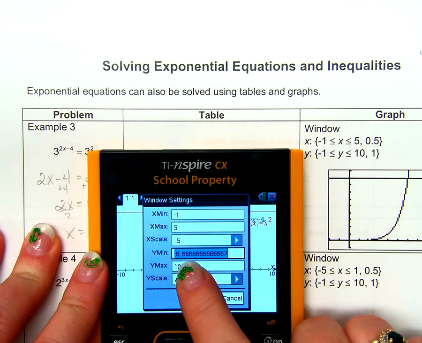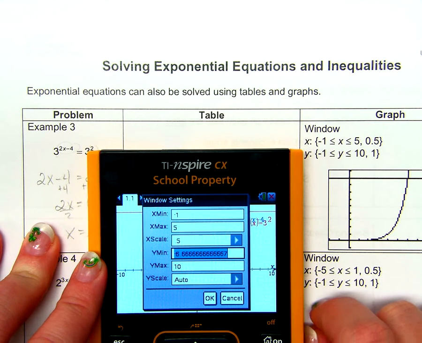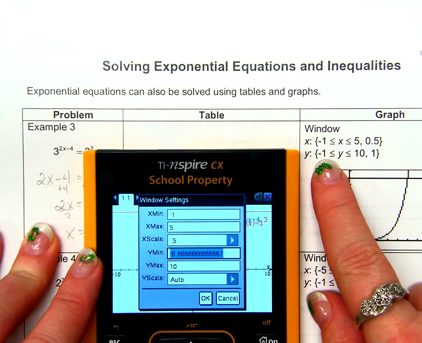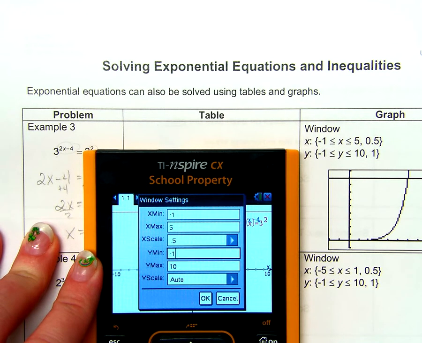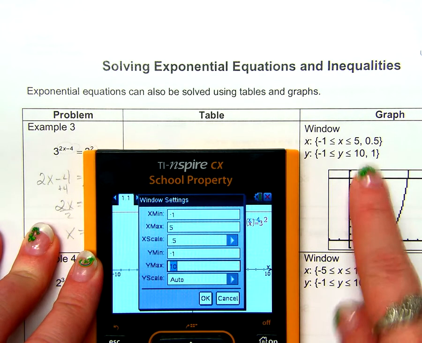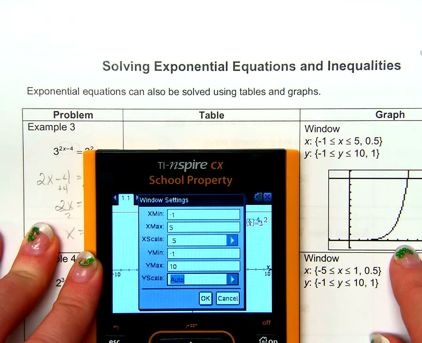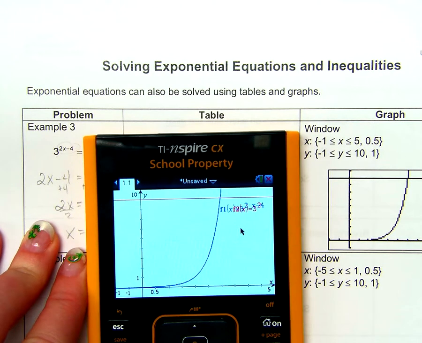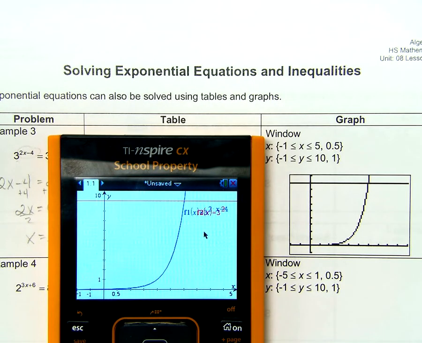What's my y minimum? Well, my y's need to go from -1 to 10. So my y minimum is -1. My y maximum is 10. How do I need to count on my y's? By 1. Now, does that look better? It does, doesn't it?